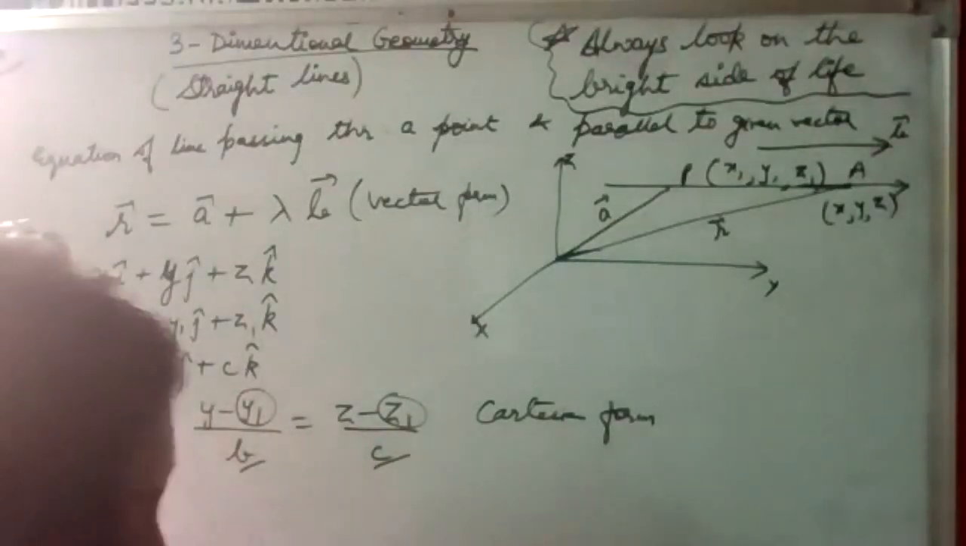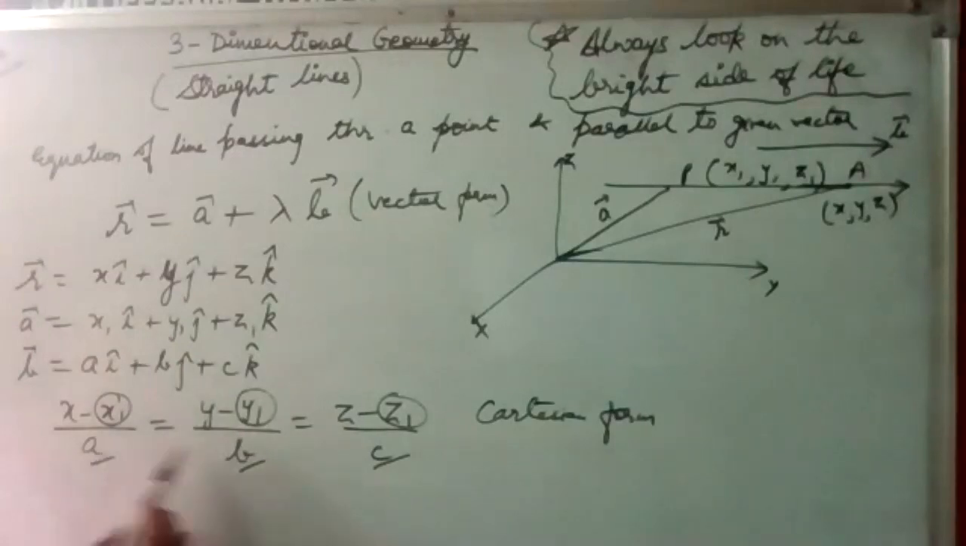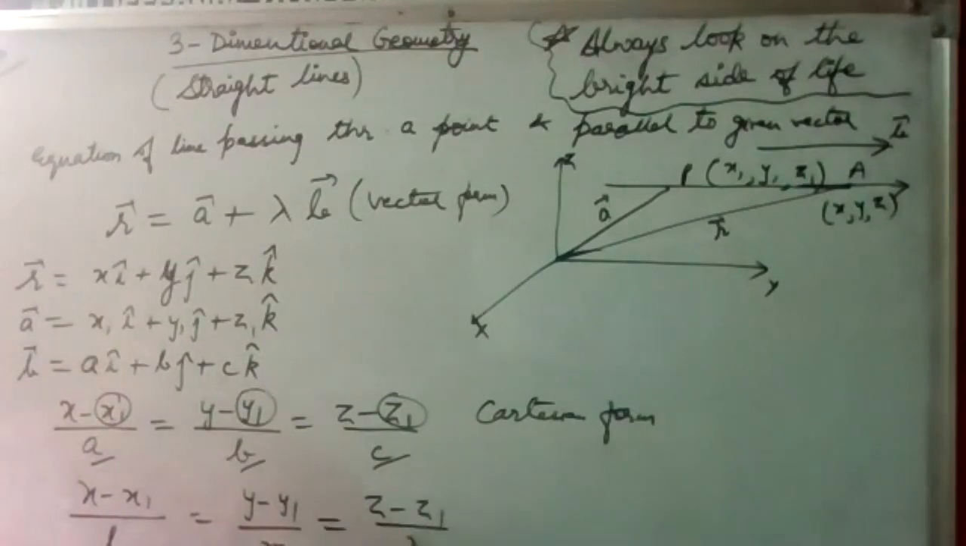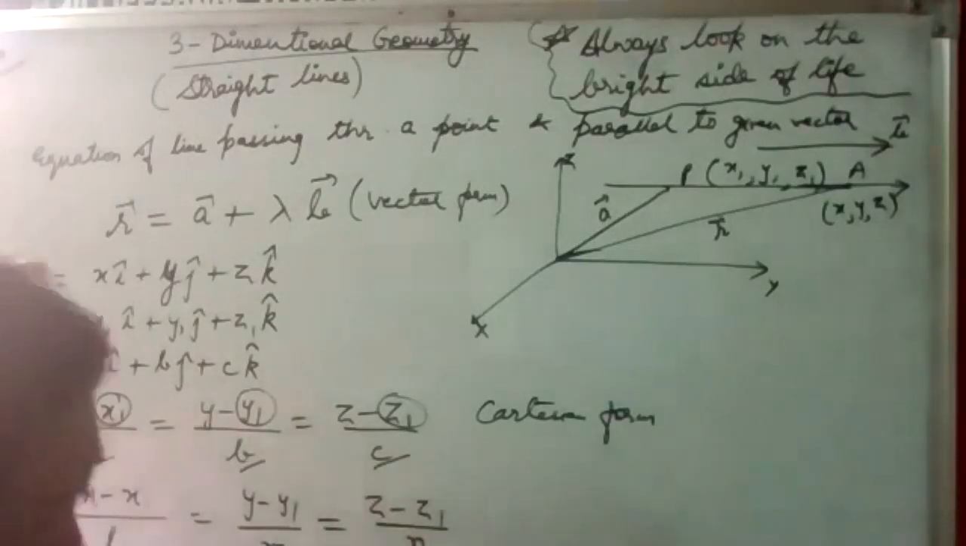Now, this Cartesian form is in terms of direction ratios. We can also have this in the form of direction cosines, because we know that direction ratios are proportional to direction cosines. So this form can also be written as (x minus x1) upon l, (y minus y1) upon m, (z minus z1) upon n, where l, m, n are the direction cosines of the parallel vector. So it can be given both ways.